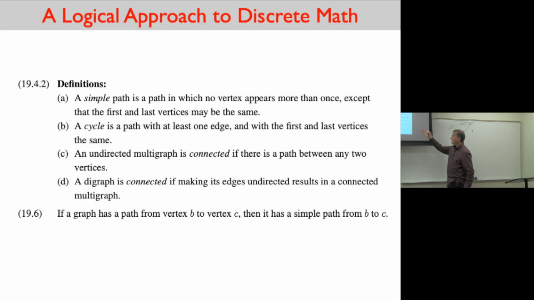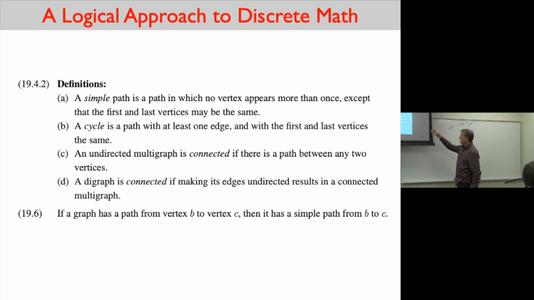Now, let's take a look. In 19.4.2, we have some definitions. We have the definition of a simple path, a cycle, connected for an undirected multigraph, and connected for a digraph. Okay, so these are 4 different definitions. All right. So let's take a look. Let's first of all take a look at the definition of a simple path.